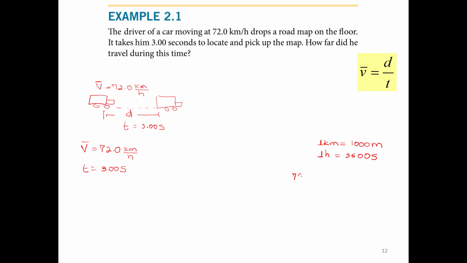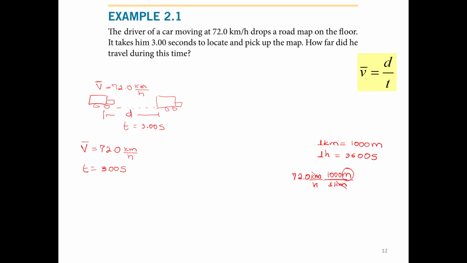Then 72.0. We can also convert kilometers per hour into kilometers per second, because the problem is with the time units, which are different. But let's convert this one into meters per second. Here we have the right way to write the conversion factor. It is the only way this cancels out, and we have meters here.